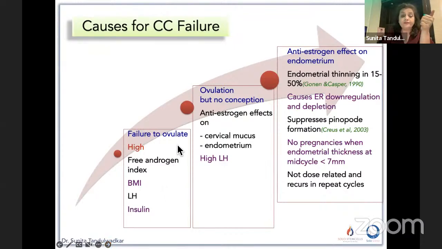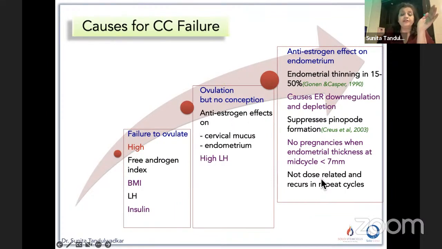Failure to ovulate, maybe she has not ovulated. High free androgen index, very important, and that is where you have to concentrate on decreasing body weight. That is why diet, exercise, weight loss is very important in PCOS, which I covered probably in the last meeting, completely only on PCOS. There may be a high LH. There may be ovulation, but no conception.